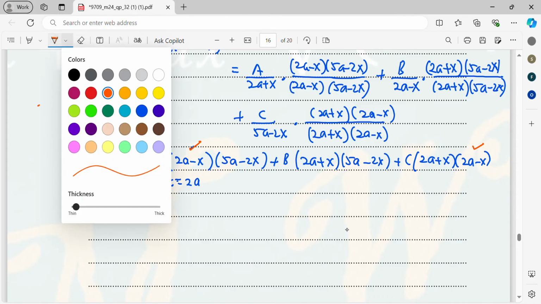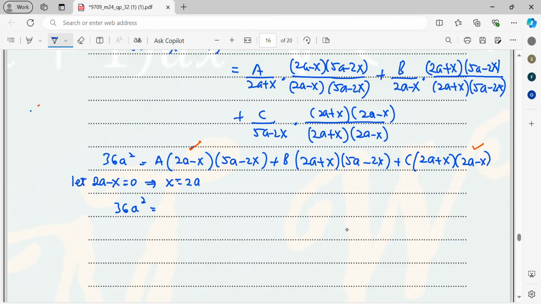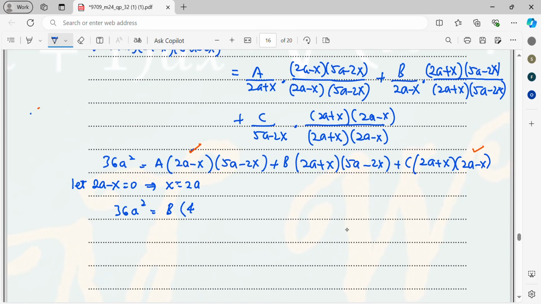So it means that now I will write equals B bracket, my x is 2a. So 2a plus 2a, that will be 4a. And then 5a minus 2x, my x is 2a. Therefore, that is 5a minus 4a, that is a. Okay, so from here, basically 36a squared is 4a squared B. That means my B is going to be 9.